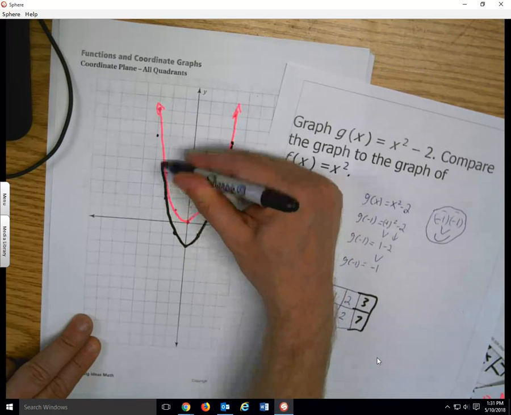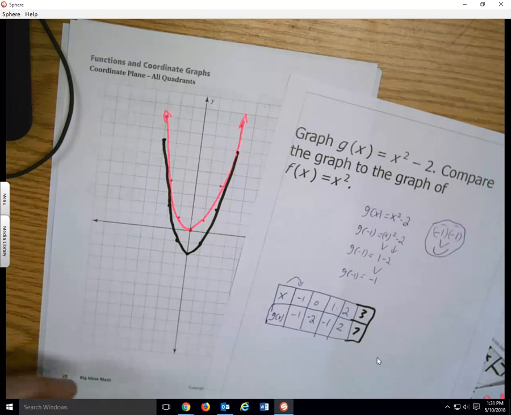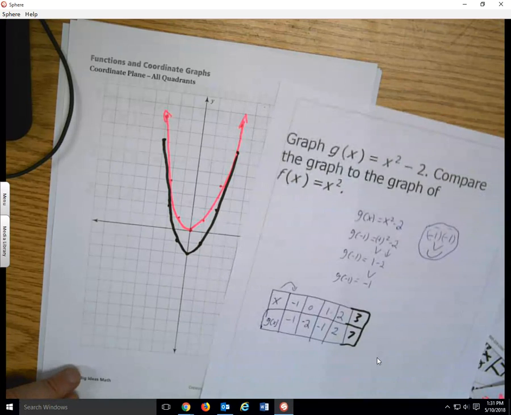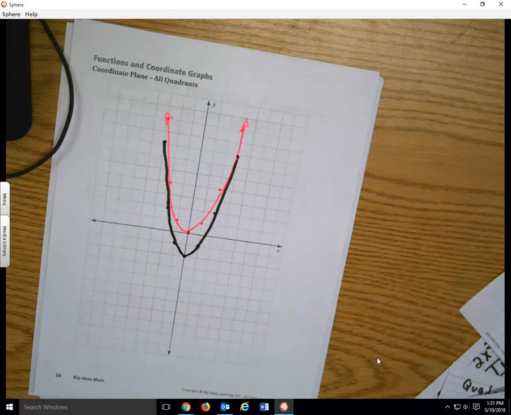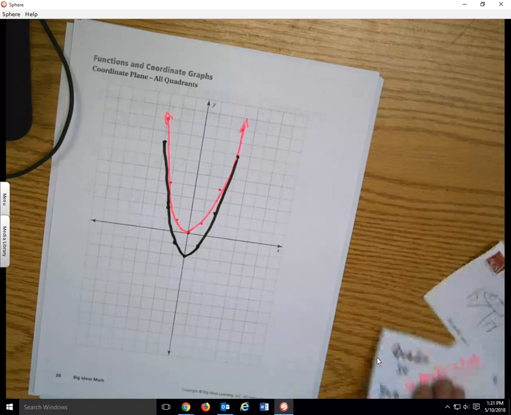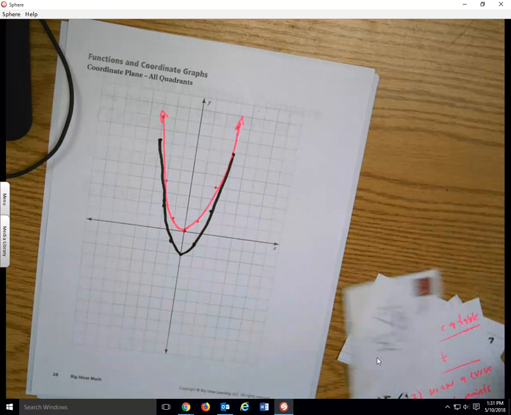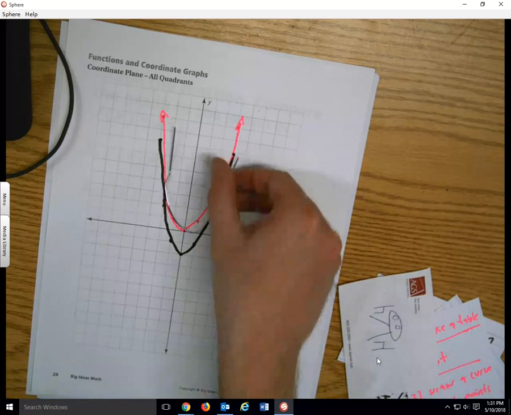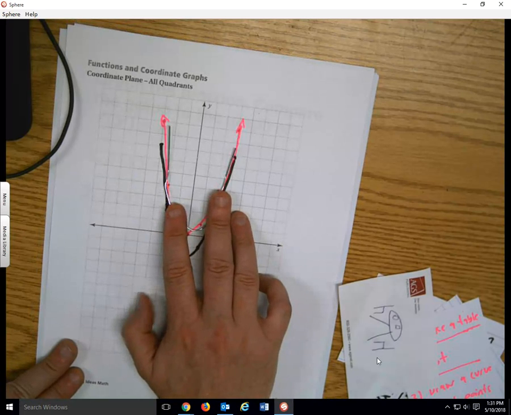So just based on a visual inspection, what are you observing about these parabolas? What do you notice about them? Well, the first thing I want you to observe is that we basically just went down 2. I had a paper clip I was going to use. Here it is. But basically, we took this whole parabola. Thank you, paperclip. And we went down 2.